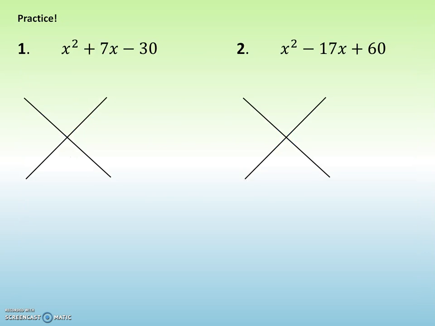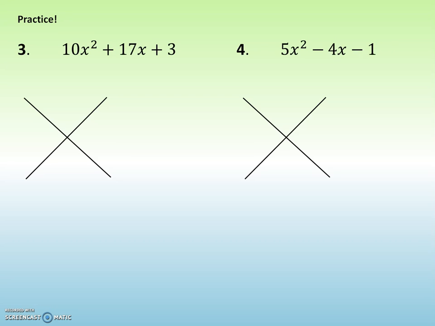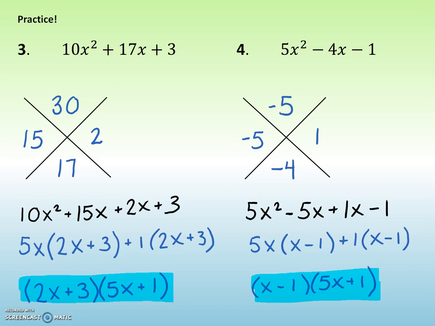All right, go ahead and try number 3 and 4 on your own, then come back to check. Okay, again, we see that in these trinomials, there was no GCF between all three terms. So we used our grouping method. We split up that middle term, factored out our GCF, and got our final answers.